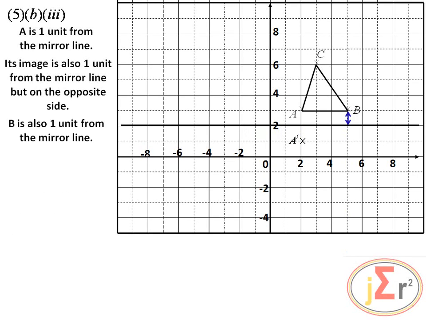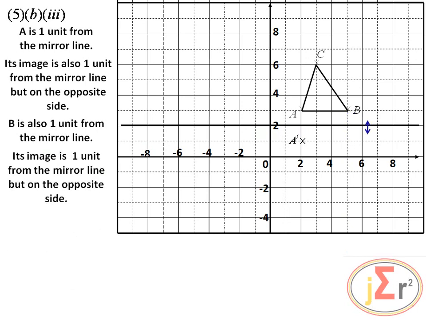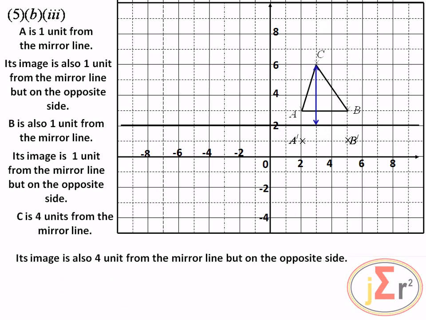Its image is also located 1 unit from the mirror line on the opposite side of the mirror line, and there we will have B prime. What about C? How many units this time? A little bit more. C is 4 units from the mirror line. Its image will be 4 units away from the mirror line on the opposite side.